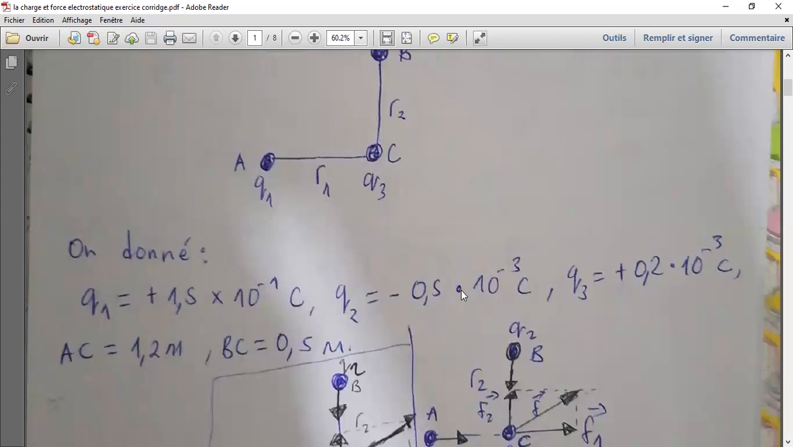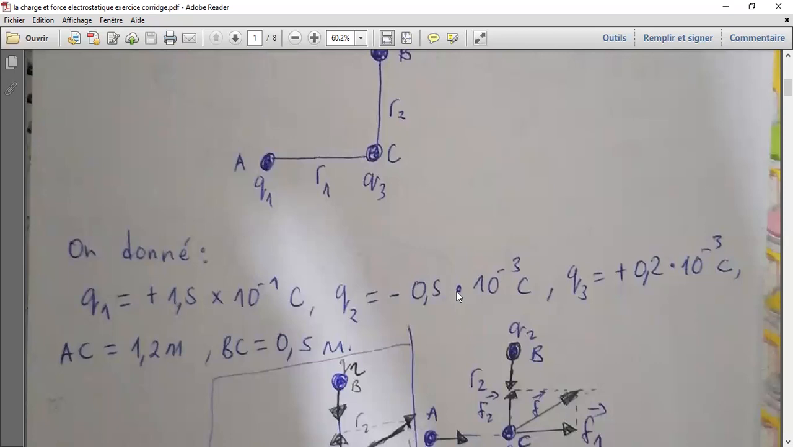In the French system, it signifies multiplication. So when you see a dot, sometimes I put the multiplication sign, the actual multiplication sign, which you know, or I can put a dot. It's just the same thing. It means multiplication. So negative 0.5 times 10 to the power negative 3 coulombs, which is the charge Q2.